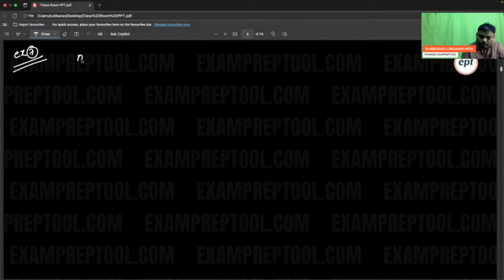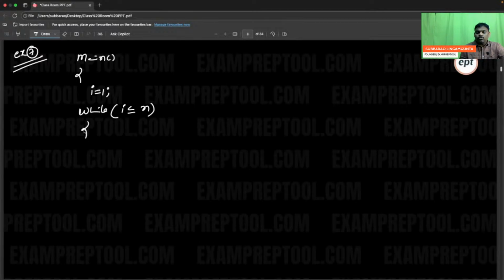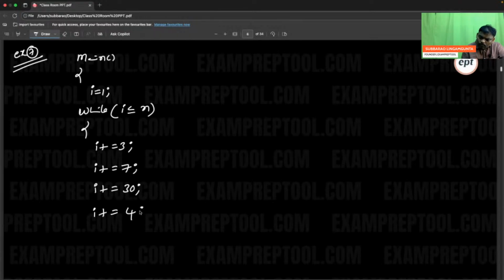main. i is equal to 1. while i less than or equal to n, inside: i plus is equal to 3, i plus is equal to 7, i plus is equal to 30, i plus is equal to 4. So this is the program.